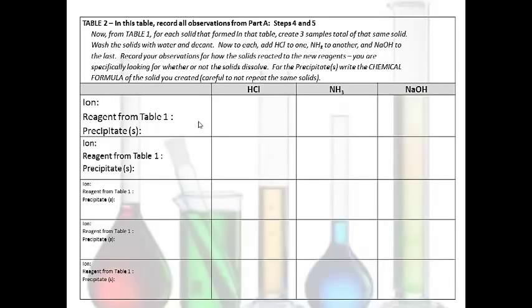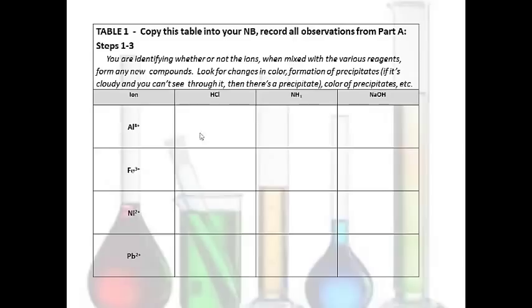You'll also fill out table 2 during week 1. So once you have which solutions and which mixtures form precipitates, you need to record what the precipitate is that you're making. So let's say iron and hydrochloric acid did make a precipitate, then that would make the precipitate of iron chloride, and you would write the formula in here as well.